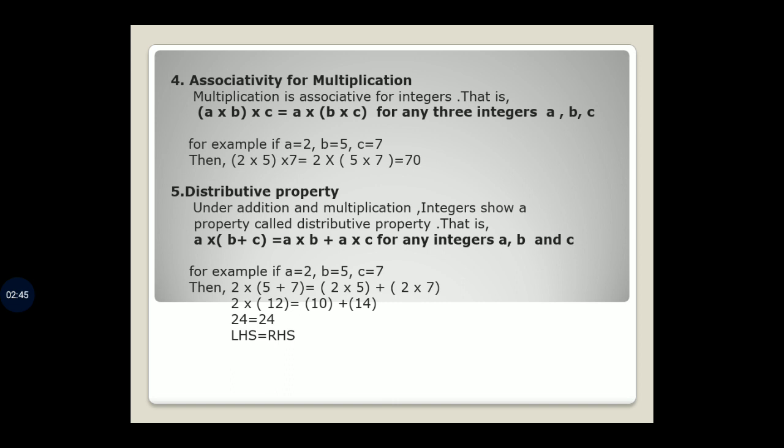Fifth one, distributive property. Under addition and multiplication, integers show a property called distributive property. That is, a into b plus c gives you a into b plus a into c for any integers a, b and c. For example, if a is equal to 2, b is equal to 5 and c is equal to 7, then 2 into 5 plus 7 gives you 2 into 5 plus 2 into 7. 2 into 12 is equal to 10 plus 14, which gives you 24. So both the LHS and RHS are same.